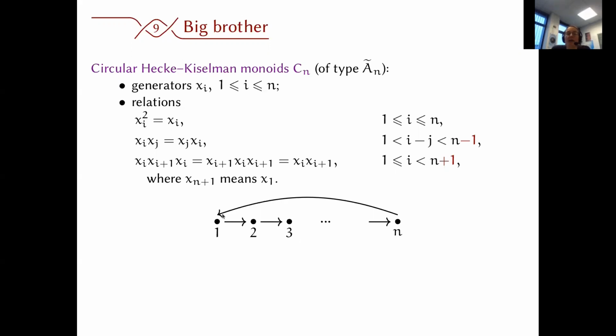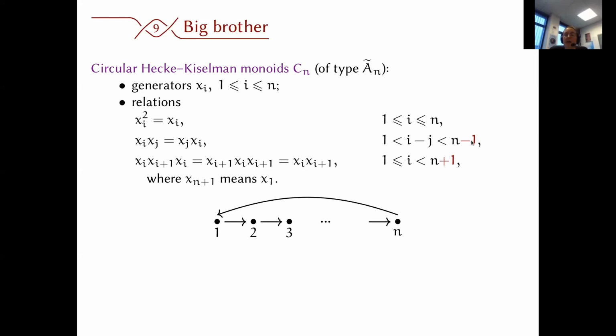means that the generators x1 and xn are now connected, and for them we'll have the braided and Kiselman type relations. So here the indices will go until n plus 1. In red I try to show the changes. And we remove this couple of vertices from the list of commuting generators. So that looks very easy.